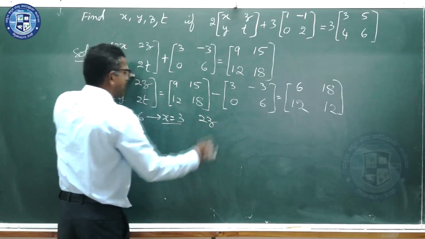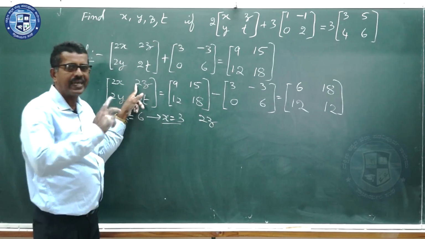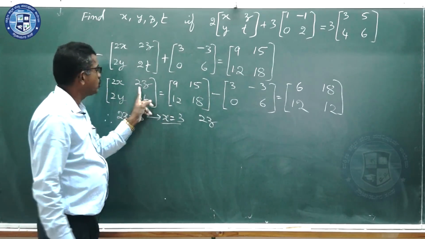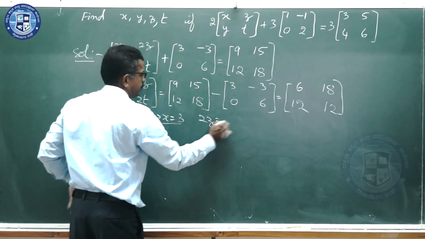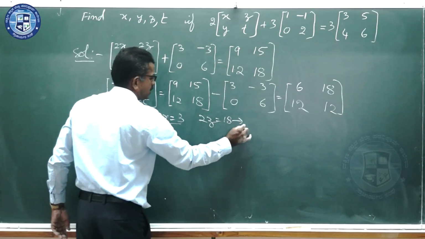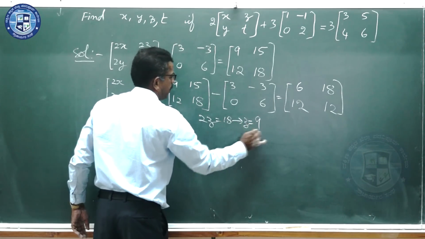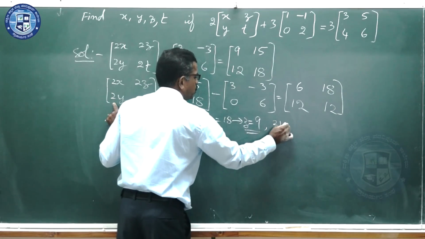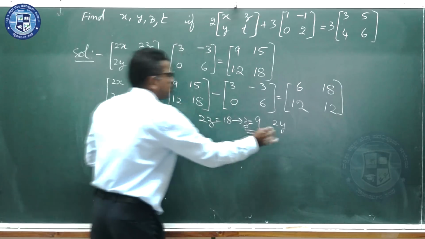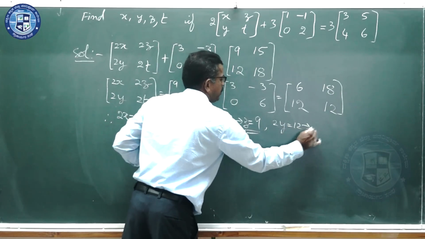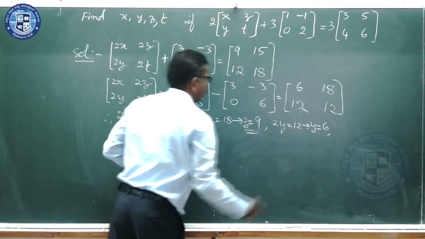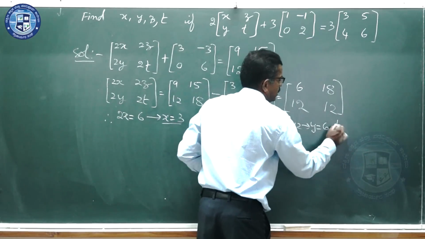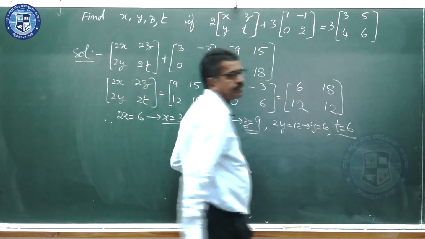2z, comparing only the elements of the matrices. You know that two matrices are equal means corresponding elements are equal. Therefore, 2z must be the same as 18, which implies z is equal to 9. And then we have here 2y, 2y is equal to 12, which implies y is equal to 6. The last one, 2t is equal to 12. Therefore, t is also once again 6.